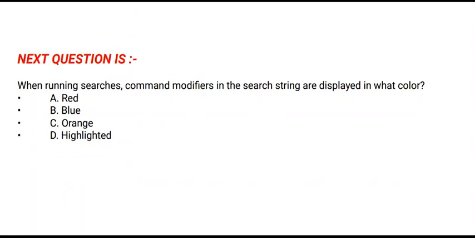Next question is, when running searches, command modifiers in the search string are displayed in what color? Options are, option A, red, option B, blue, option C, orange, and option D, highlighted. The correct option is option B.